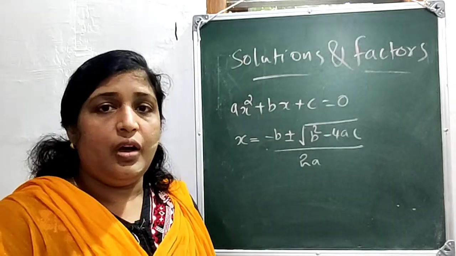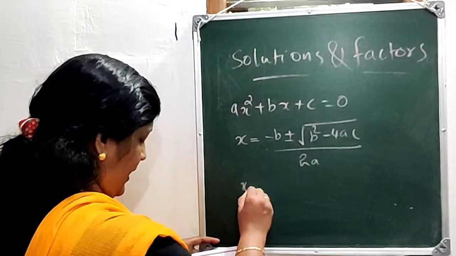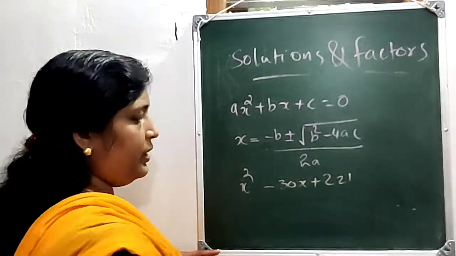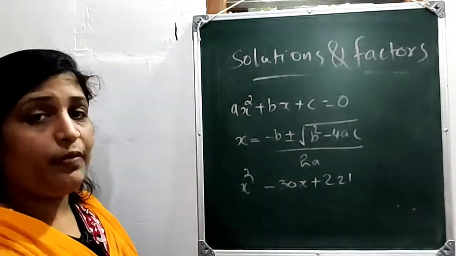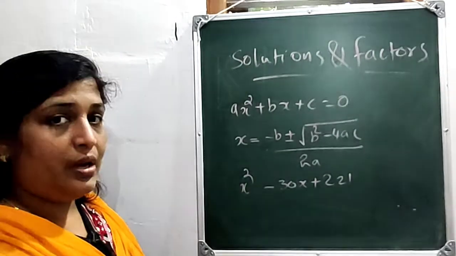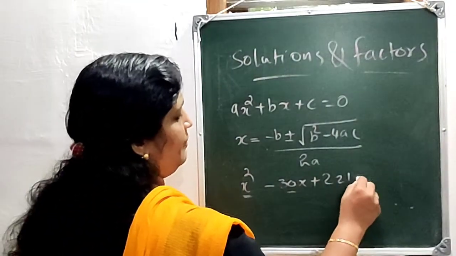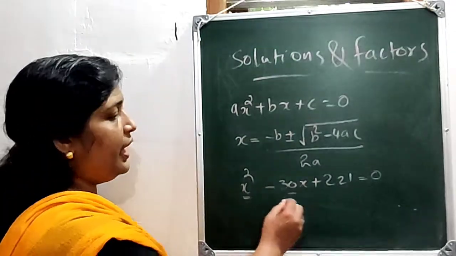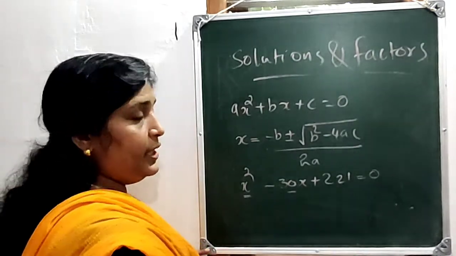Here we have a second degree polynomial x square minus 30x plus 221. Then how do we find its factors, or its solutions? We can find its solution by equating it to 0. First step is to equate it with 0, so we have a second degree equation. Now we know how to solve this second degree equation.